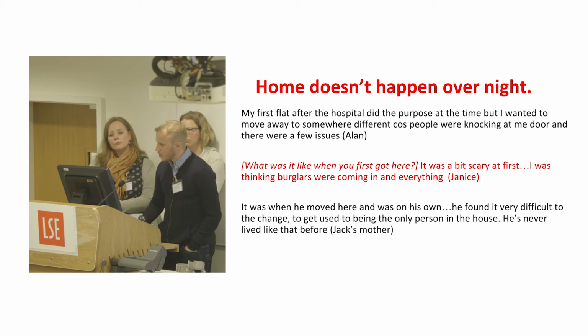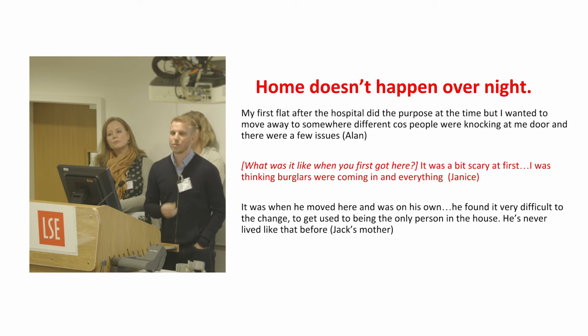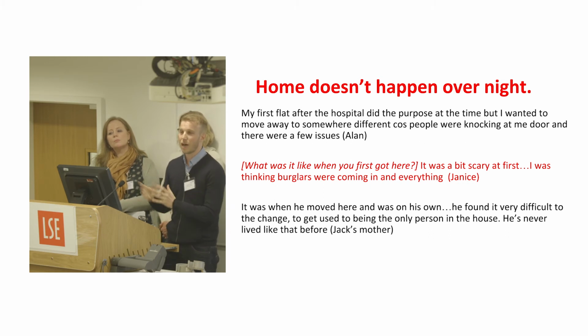So, for example, Alan talks about his first flat after hospital. "I wanted to move away to somewhere different because people were knocking at my door and there were a few issues." Alan describes his mental health as very up and down, can go up one minute and down the next, and he can't control it. Having people knocking at his door, people he had been in the ATU with, who perhaps he wanted to avoid. These kinds of places are often quite common, that you might get a transition flat. But for Alan, this was really not going to be long-term sustainable for his mental health, because he was experiencing people who would walk around his room, shout at night, things like that.